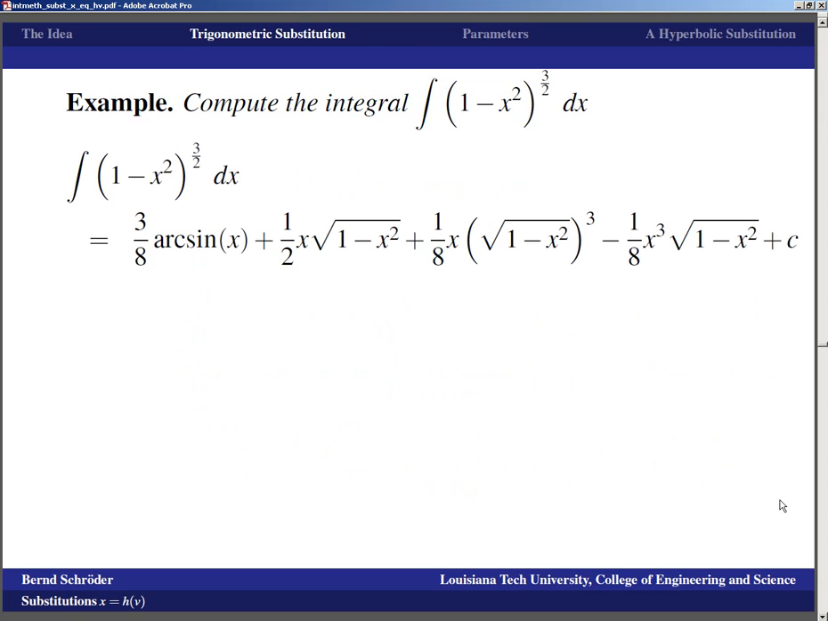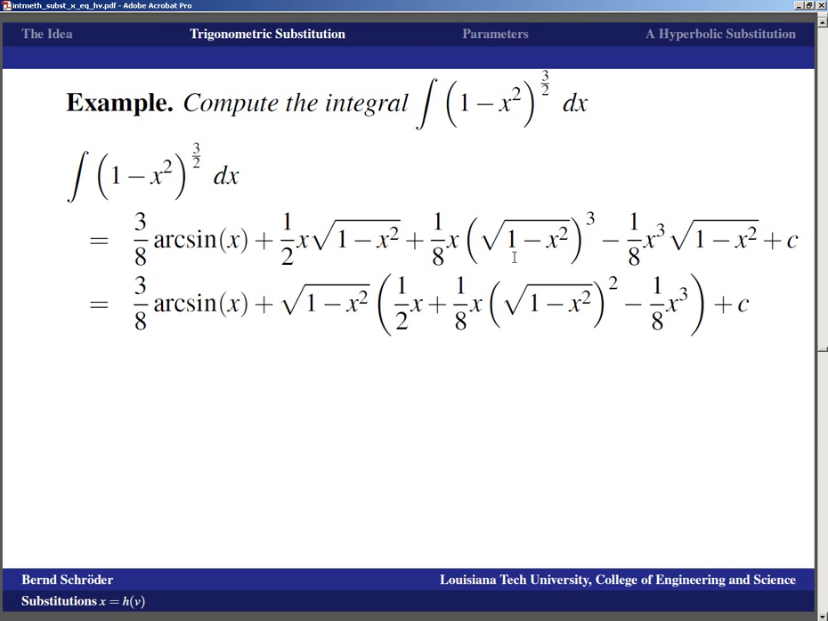Let's see, what else can we do? Yeah, we can simplify a little bit, I guess. We can write this as a 3/2 and factor a few things out. Yeah, let's see. We kept the 3/8 arcsine x. We factor out a square root of 1 minus x squared. That means from the first term we keep a 1/2 x.